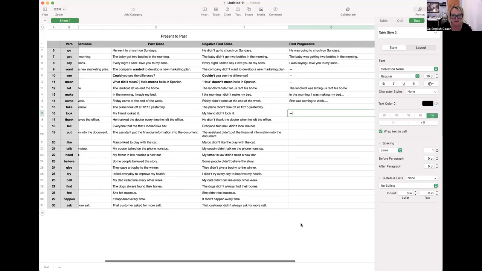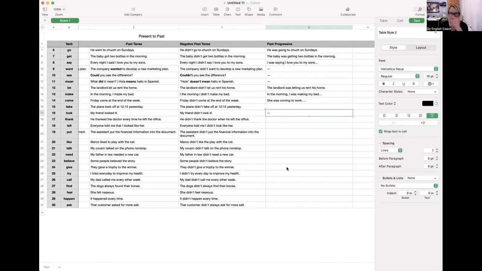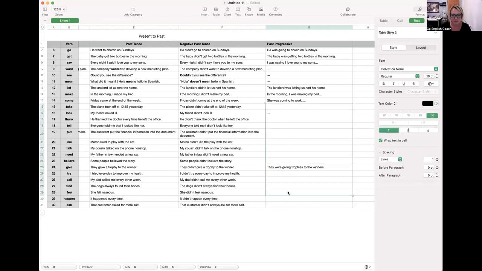So you guys, I want you to do the rest of this. Remember to put the line there if there is not a good way to make a past progressive. So here you could say they were giving trophies to the winners. Okay. And then I would like you guys to finish the rest of those. Pause this and try to fill in from 15 all the way down to 30. And great. And then in our class on Thursday, I would like to wrap up.